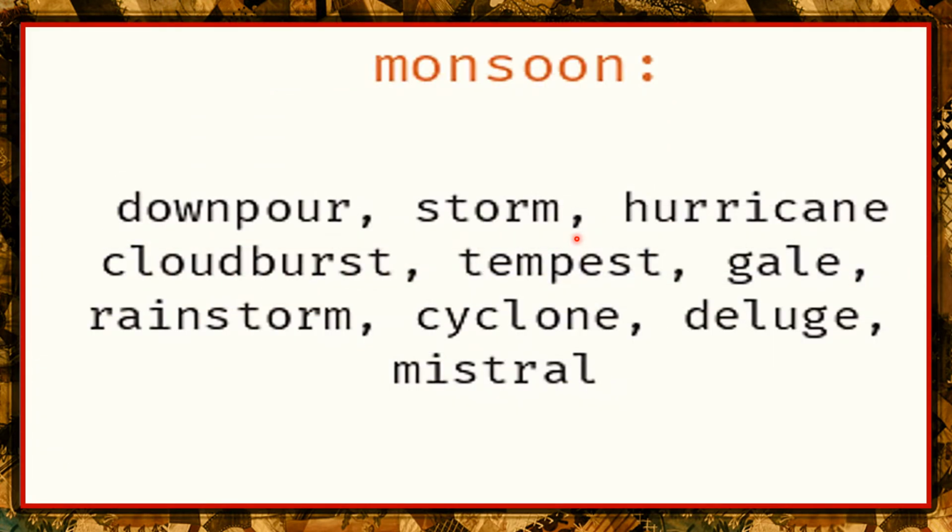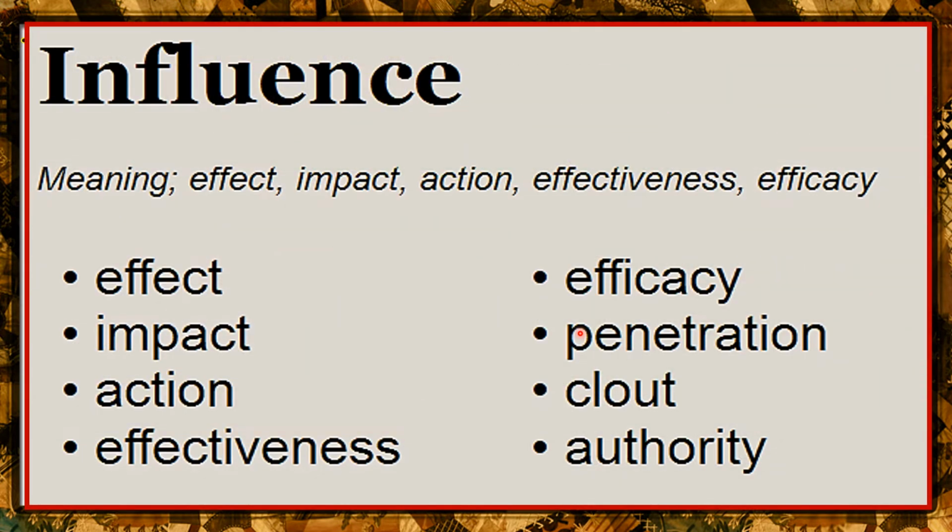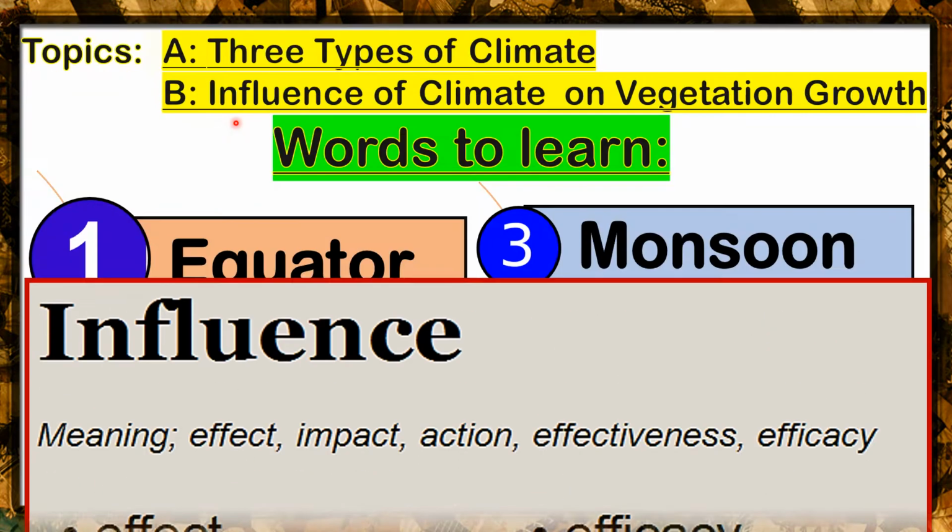Next is monsoon. Monsoon means downpour, storm, hurricane, cloudburst, tempest, gale, rainstorm, cyclone, deluge, mistral. So when you say monsoon class, it is actually a storm with a very strong wind and heavy rain. Next is influence. When you say influence, it means effect, impact, action, effectiveness, efficacy, penetration, clouds, authority. So influence means the impact of an action or the effects of an action. What is the effect of monsoon? In Bangkok, the effect or impact is flooding.